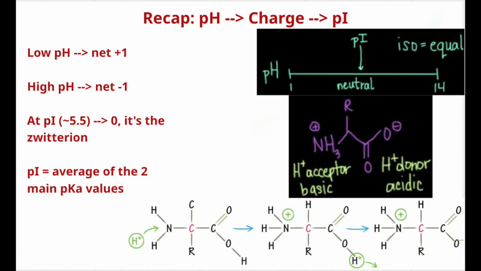Time to recap this short introduction. So at a low pH, the net charge is +1. At a high pH, the net charge is -1. At pI of roughly 5.5, it's 0. That's our zwitterion. And pI is the average of the two main pKa values.